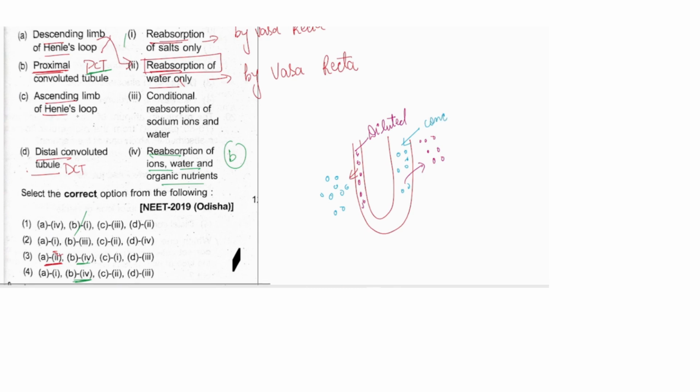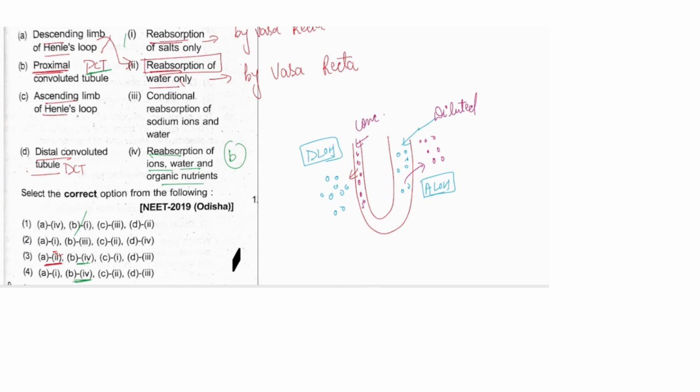Oh sorry, I have given it wrong. This would be the concentrated, and here it would be the diluted. Water concentration is more, so on the basis of that we call the loop of Henle. The ascending loop of Henle would be diluted because of the more water present in it, and the descending loop of Henle has the concentrated urine because it is releasing water but has more concentration of ions, so it will have more concentrated urine.